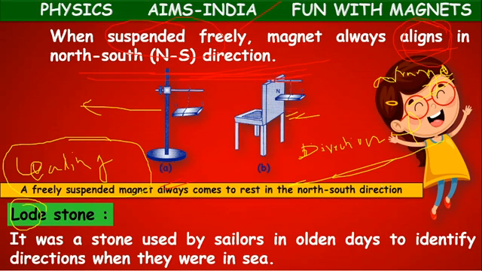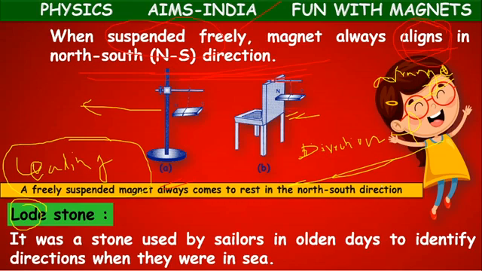If we are able to find where north is, exactly opposite to it we will have south. To the right of it we will have east, and to the left of it we will have west. We can find all the directions.